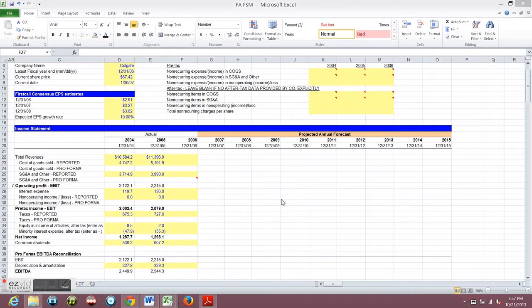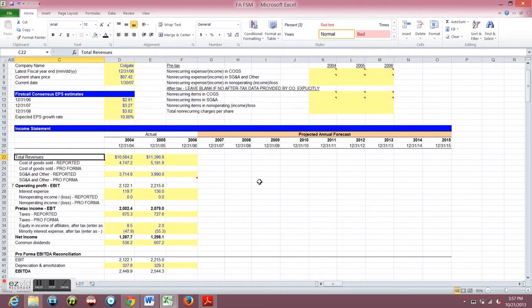Hey guys, today we're gonna go ahead and lay out the income statement. So I'm gonna go by line item and explain what each item means. Total revenues is basically the revenues that a company gets at the end of the year or a quarter, depending on what report you're looking at.